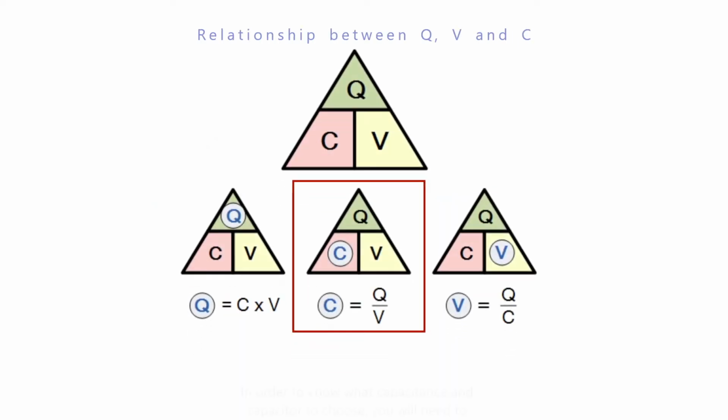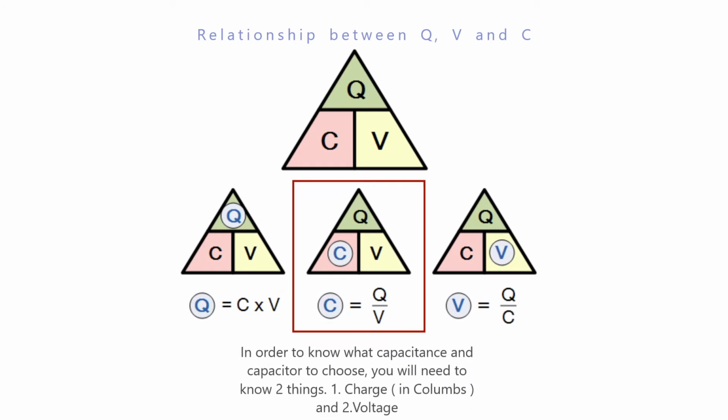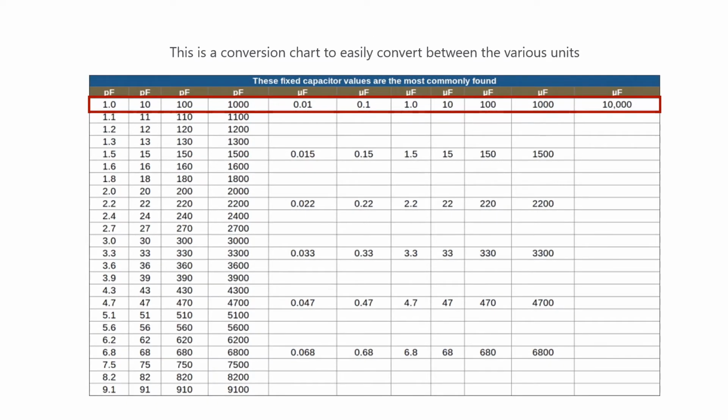This formula shows the relationship between charge, capacitance, and voltage. By knowing two of these variables, you will be able to find the unknown variable. This is a conversion chart to easily help us convert between the various units such as pico and microfarad. Let us now take a look at using the formula as shown earlier to calculate capacitance.